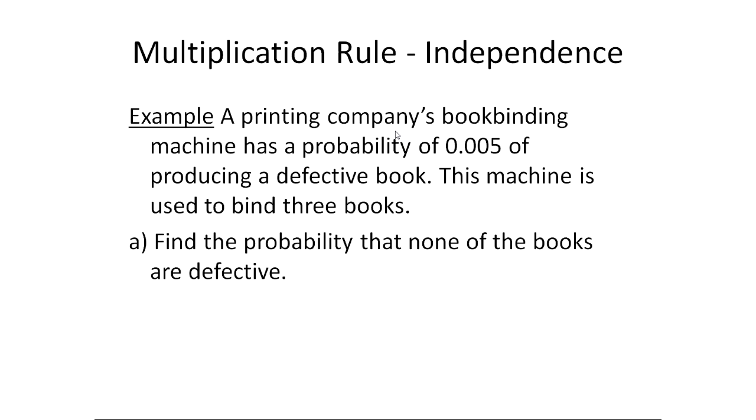When I have independence, what happens is that the multiplication rule simplifies. So the multiplication rule was probability of A and B equals probability of A times the probability of B given A. But now I can say, well, if they're independent, probability of B given A is just probability of B. So in other words, I can multiply, and this generalizes to any number of events.